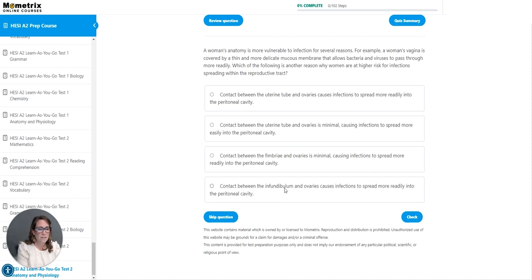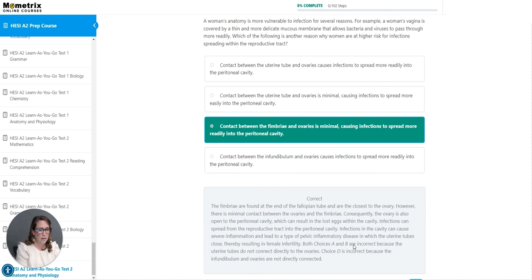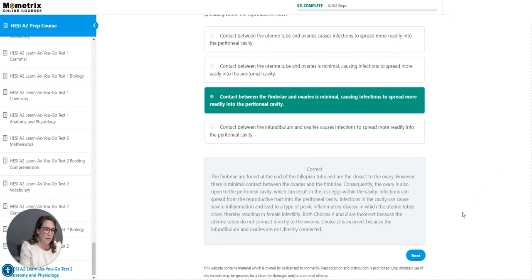And contact between the infundibulum and ovaries causes infections to spread more readily into the peritoneal cavity. Let's go ahead and choose option number 3. We are correct. The fimbriae is what is the closest connecting between those ovaries and that uterus. That makes this one correct. Choices A and B are incorrect because those uterine tubes do not directly connect to those ovaries. And then D is incorrect because the infundibulum and ovaries are not directly connected. Again, that fimbriae is really that bridge there that goes between those ovaries and that uterus.